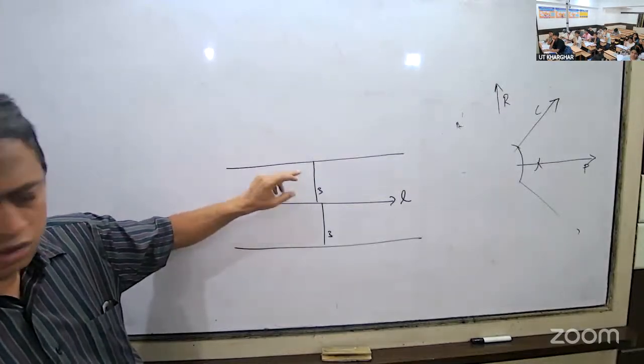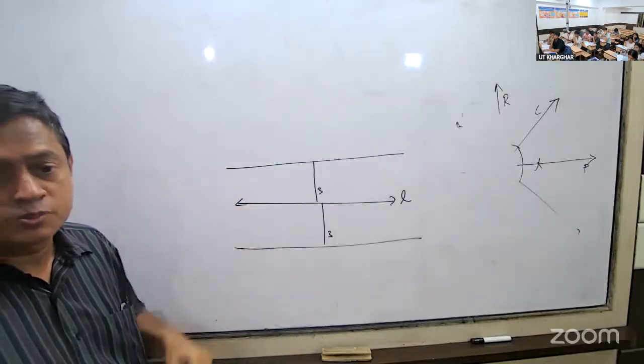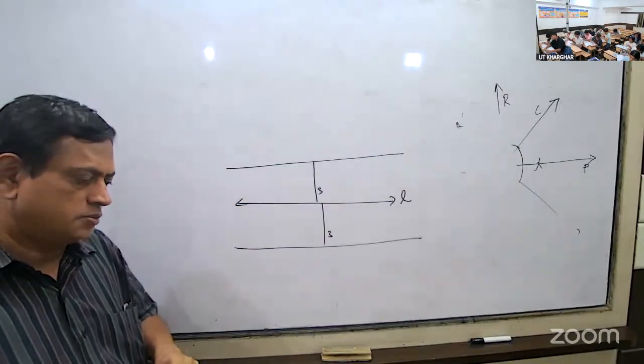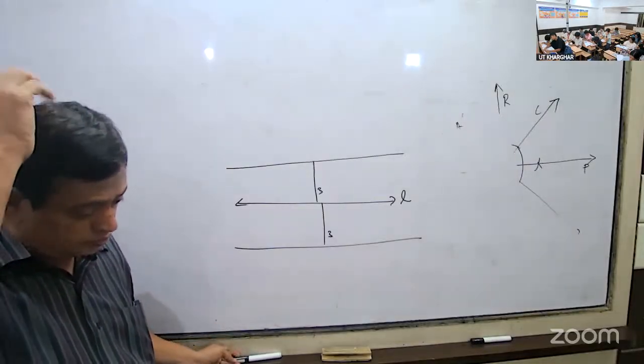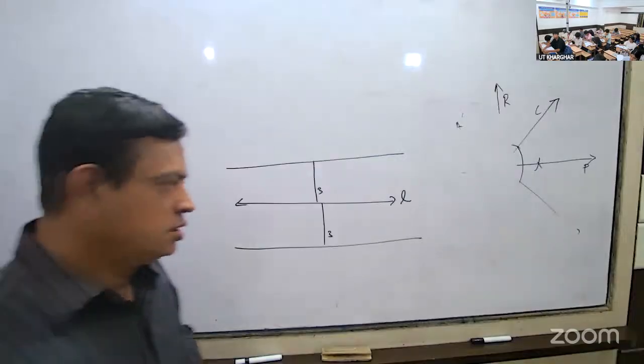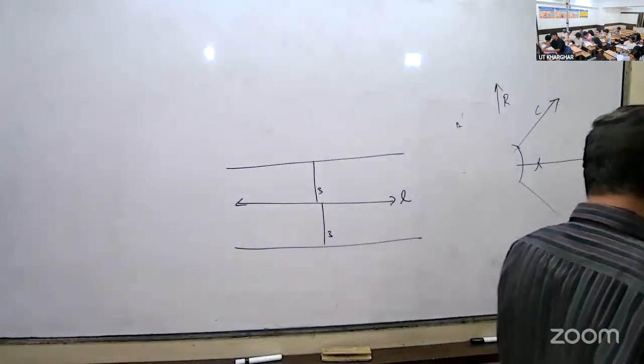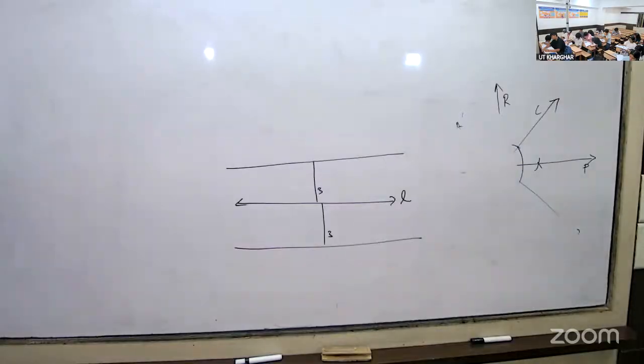Are you followed? If this question is asked, write the next property. Locus of point at a given distance from a given line are two parallel lines at the given distance.